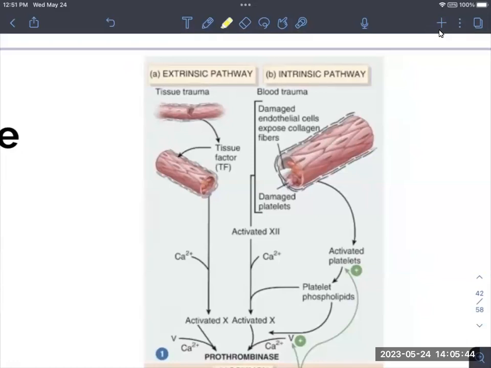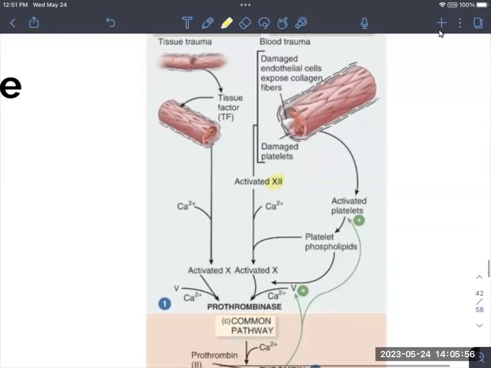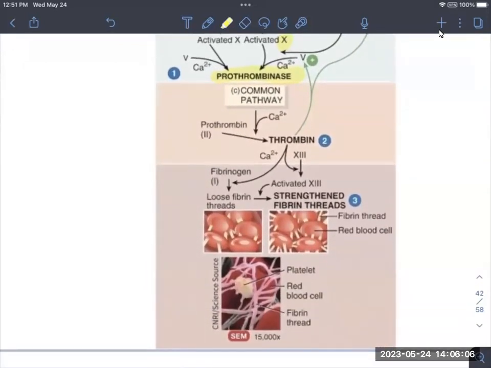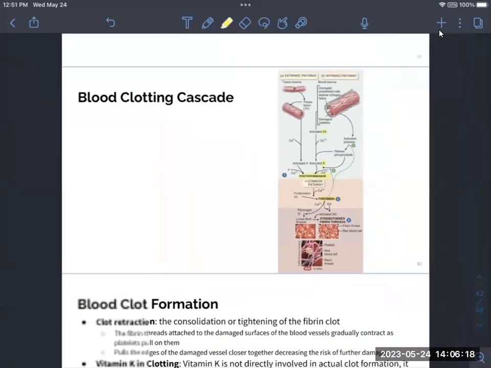This intrinsic factor inside of this blood vessel gets damaged, so we start seeing these collagen fibers. Collagen fibers are going to release clotting factor 12, which activates clotting factor 10, which eventually causes this prothrombinase to form. Prothrombinase eventually turns into this thrombin. Thrombin activates fibrinogen, which activates fibrin, which makes the threads that make up a blood clot.